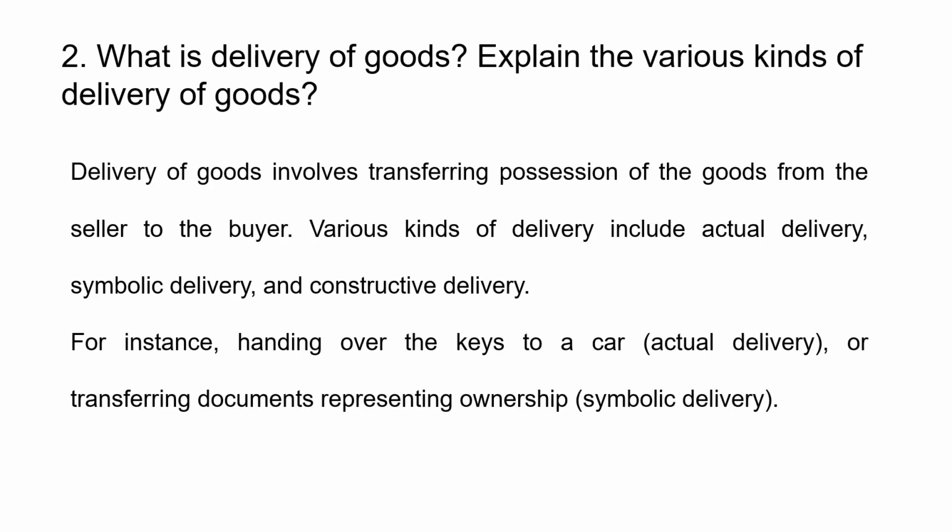Question number 2. What is delivery of goods? Explain the various kinds of delivery of goods. Delivery of goods involves transferring possession of the goods from the seller to the buyer. Various kinds of delivery include actual delivery, symbolic delivery, and constructive delivery. For instance, handing over the keys to a car is actual delivery, or transferring documents representing ownership is symbolic delivery.